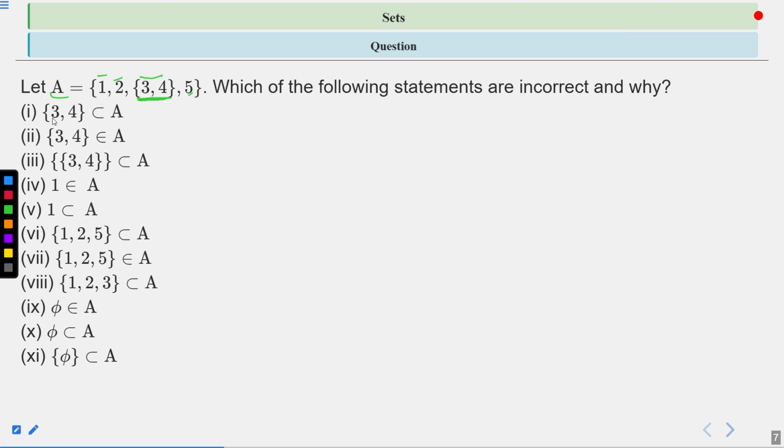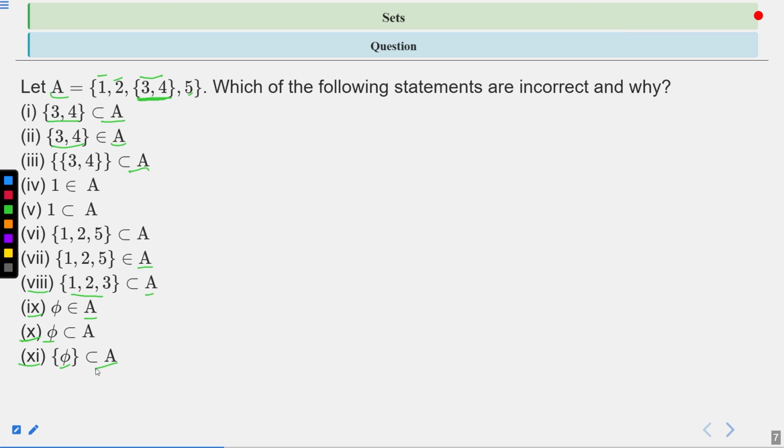So first says the set {3, 4} is a subset of A. Second says this set {3, 4} belongs to, or is an element of, A. Third says the set {3, 4} is contained in A. Fourth says 1 belongs to A. Fifth says 1 is a subset of A. Sixth says the set {1, 2, 5} is a subset of A. Seventh says the set {1, 2, 5} belongs to A. Eighth says the set {1, 2, 3} is a subset of A. Ninth says 5 belongs to A. Tenth says 5 is a subset of A. And 11th says the set containing 5 is a subset of A.